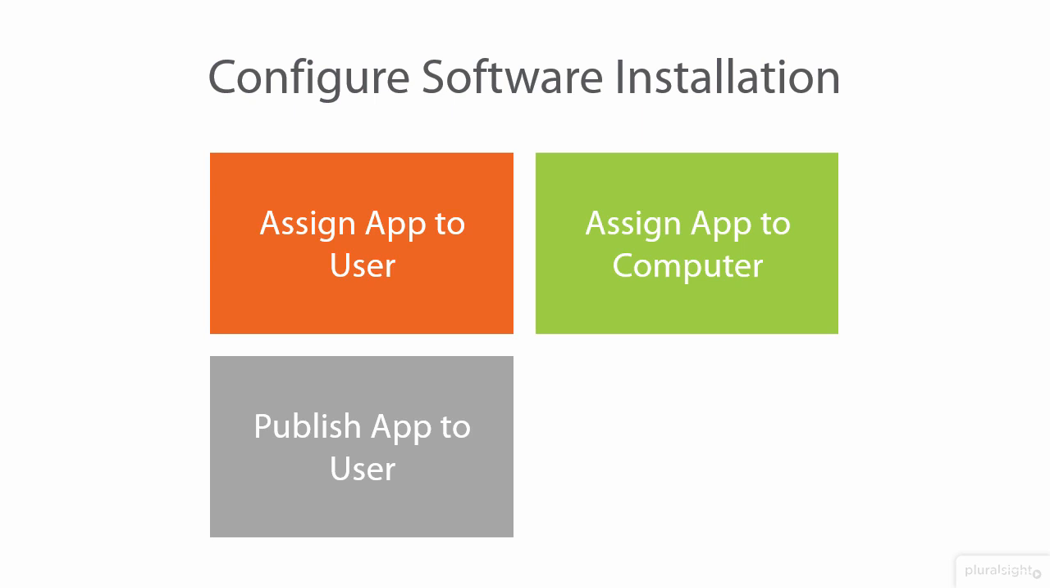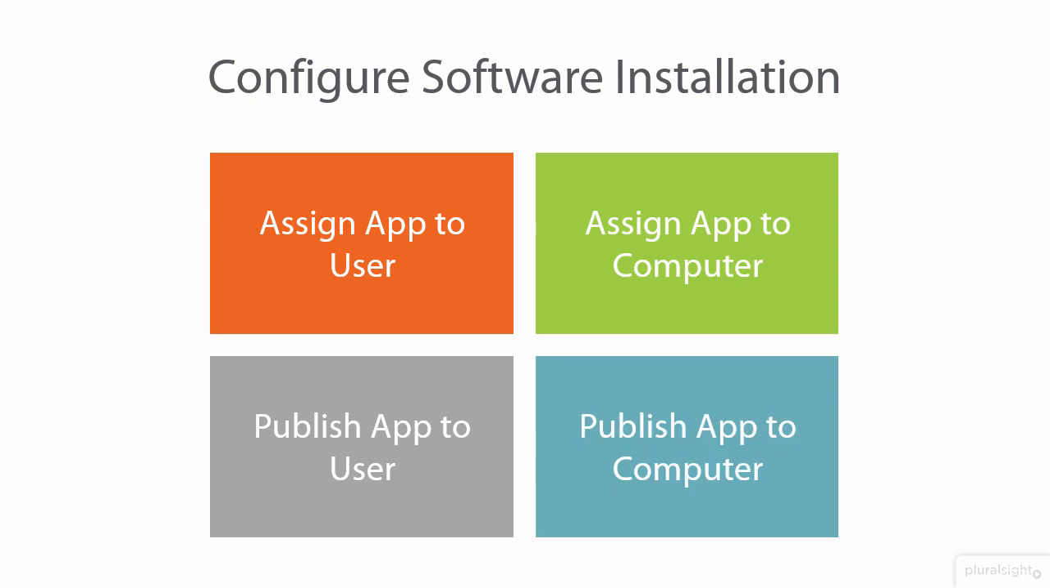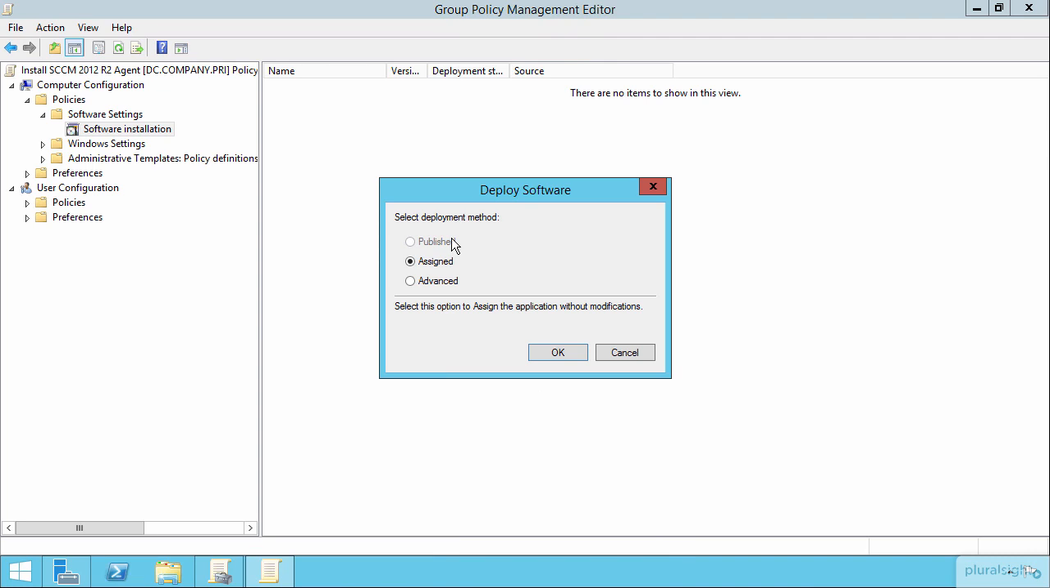Now, the fourth little box here is one that would be to publish the app to the computer. This actually doesn't exist. There actually is not a way for you to publish an app to a computer. And so for that reason, if we come back down here, you'll notice that the published method right here is grayed out because we're focused here on computer configuration. In our use case here, what we're looking to do is actually deploy this piece of software out and require it to be installed the next time the computer logs in.